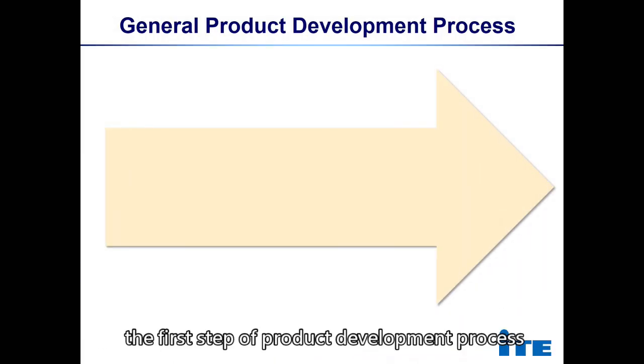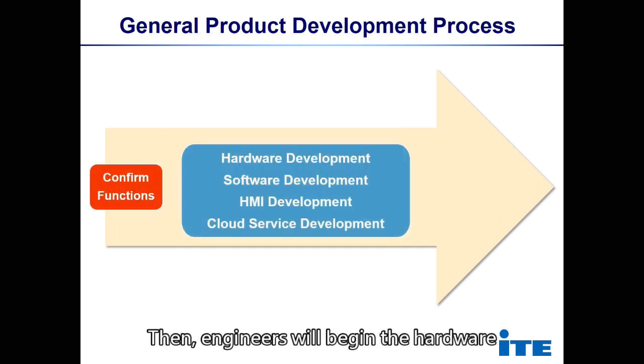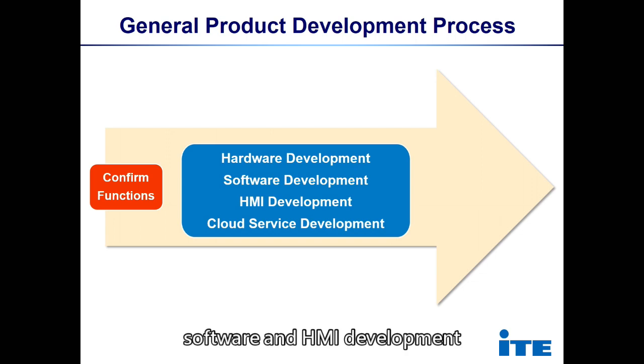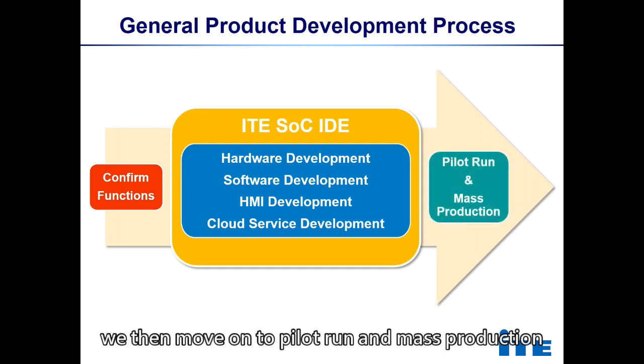The first step of product development process is to define the product function spec. Then, engineers will begin the hardware, software, and HMI development. They are the most important part in the process, which can be accomplished with ITE Integrated Development Environment. Once the development is done, we then move on to pilot run and mass production.